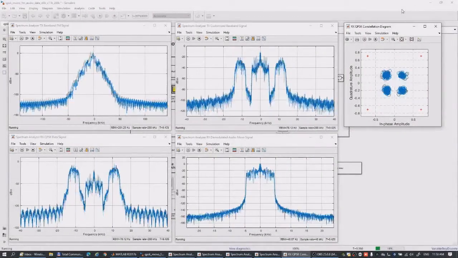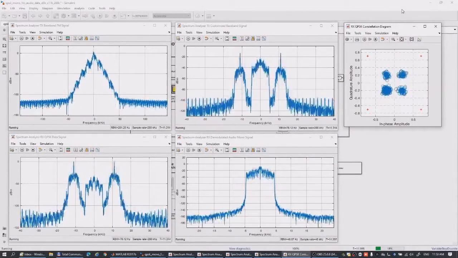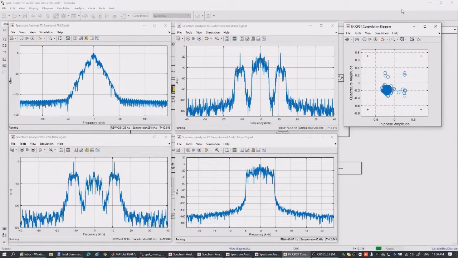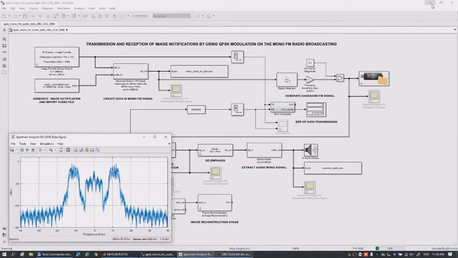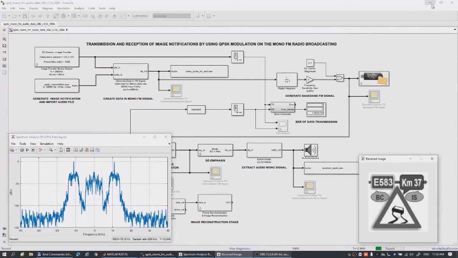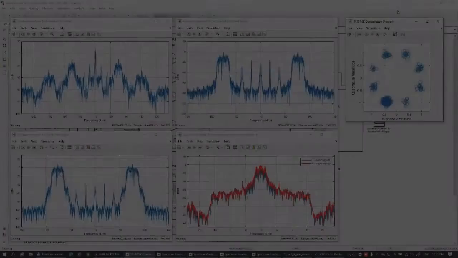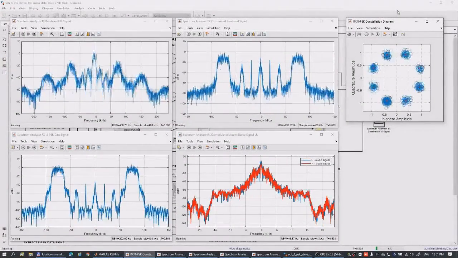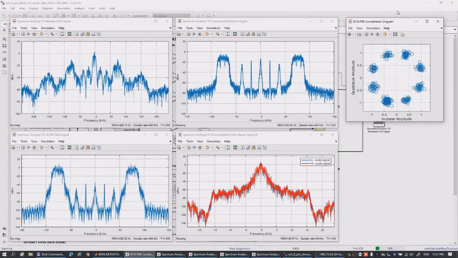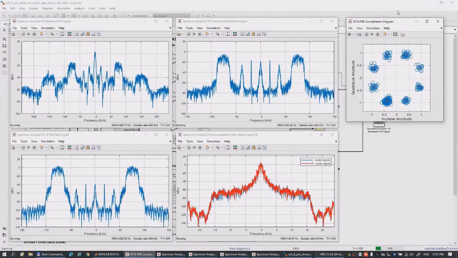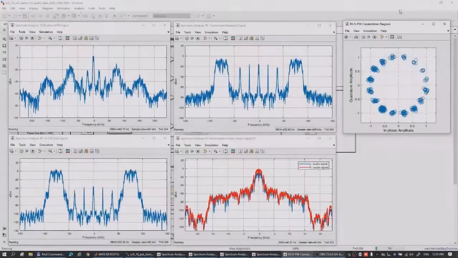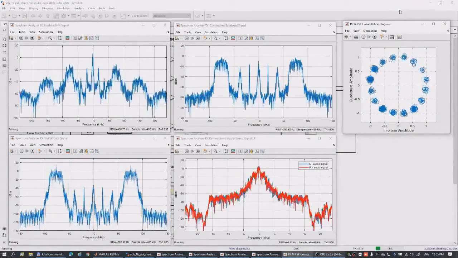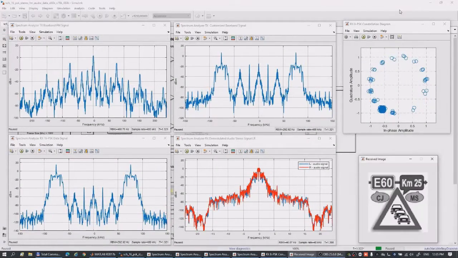In the first scenario, the image notifications are QPSK modulated and transmitted with an 8 kilobits per second bitrate by using a mono FM radio channel. In order to increase the speed of data transmission, the second scenario uses FM subcarrier channels dedicated for broadcasting alternate services. In this case, QPSK, 8-PSK and 16-PSK modulations can be used to transmit image notifications by using a stereo FM radio channel.